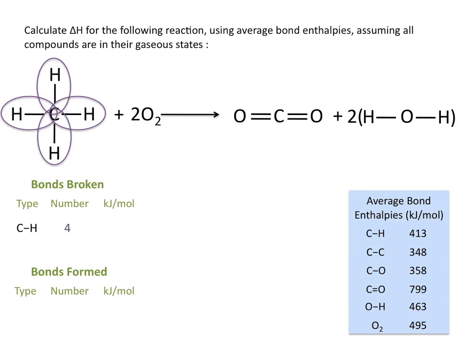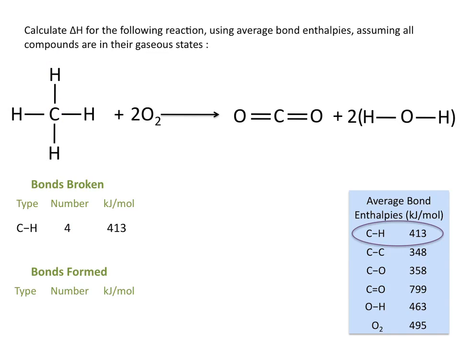When we look on our table of average bond enthalpies, we'll see that to break one mole of carbon-hydrogen bonds requires 413 kilojoules. And we multiply this value by the number of moles of these bonds on the reactant side, which is 4. The next type of bond we have is an O2 bond.